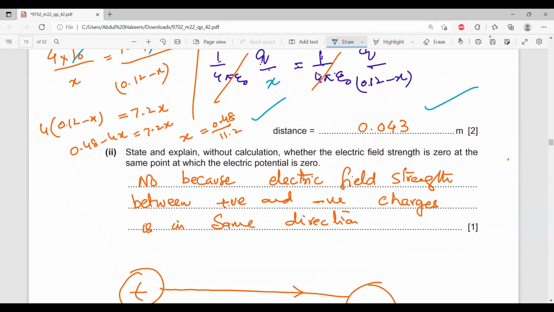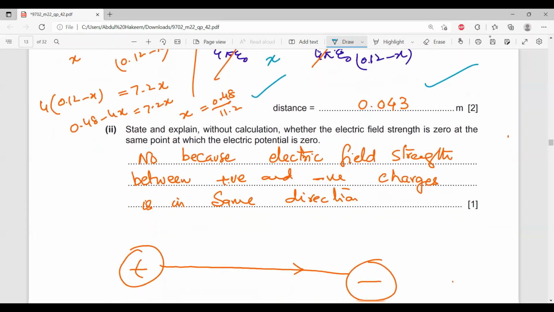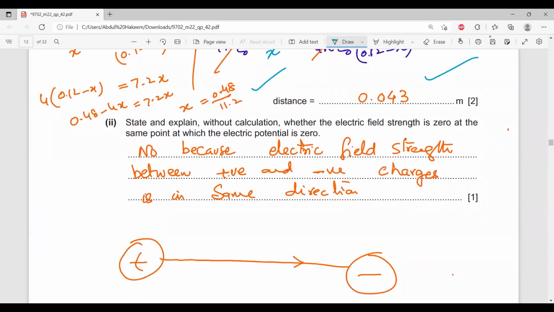Next, state and explain without calculation whether the electric field strength is 0 at the same point at which the electric potential is 0. The answer is no, because the electric field strength between positive and negative charge has the same direction. Look, if this is the positive charge, this is the negative. So look, it is directed in one direction. There is no chance of 0, because field lines are directed from positive to negative. So the answer is no.